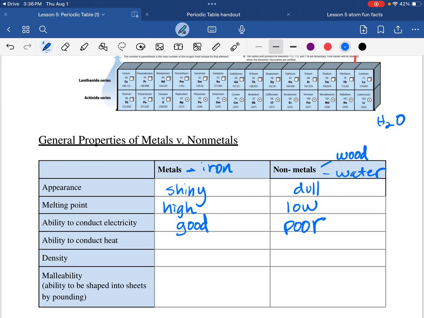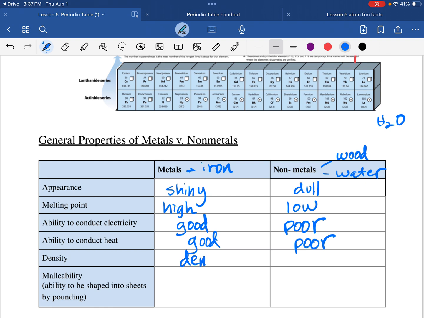Ability to conduct heat. Metals conduct heat well too. If you put a metal on a stove or in a fire and you touch it, that will be hot. It will conduct the heat to your hand. Or you put it out in the sun, it will get hot quickly. Nonmetals are poor conductors of heat.